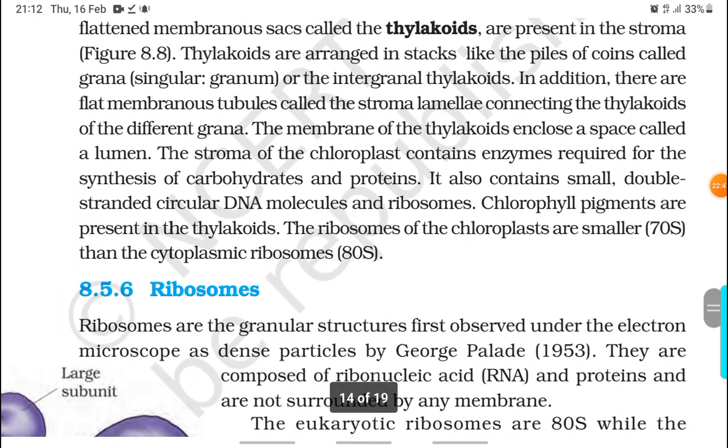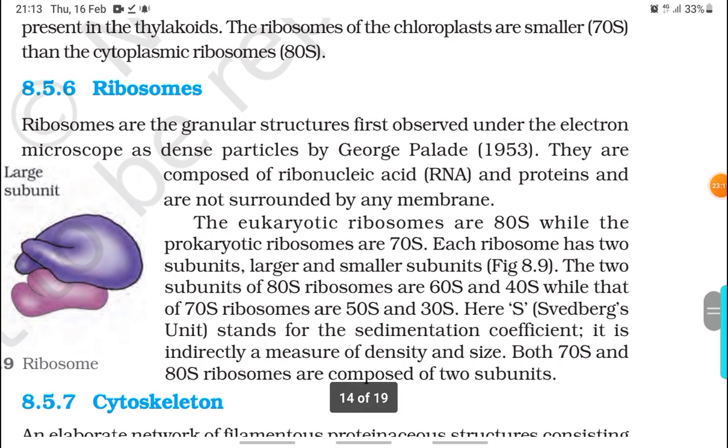The membrane of the thylakoid encloses a space called a lumen. The stroma of the chloroplast contains enzymes required for the synthesis of carbohydrates and proteins. It also contains small double-stranded circular DNA molecules and ribosomes. Chlorophyll pigments are present in the thylakoids. The ribosomes of the chloroplast are smaller, 70S, than the cytoplasmic ribosomes of 80S.